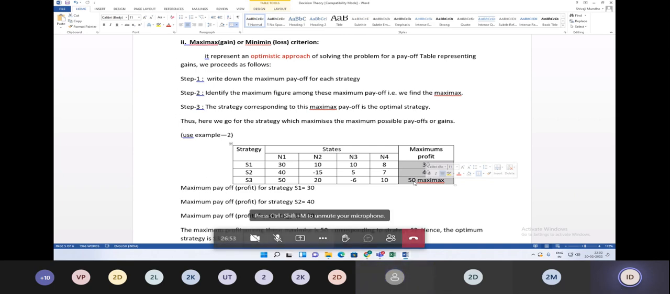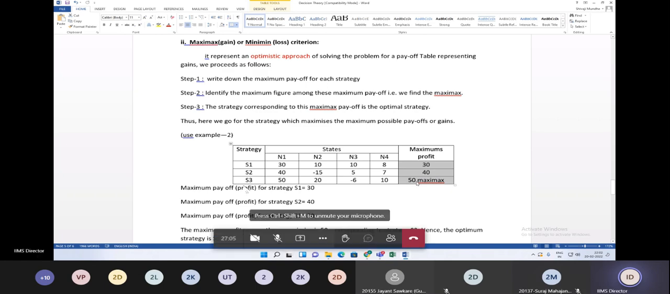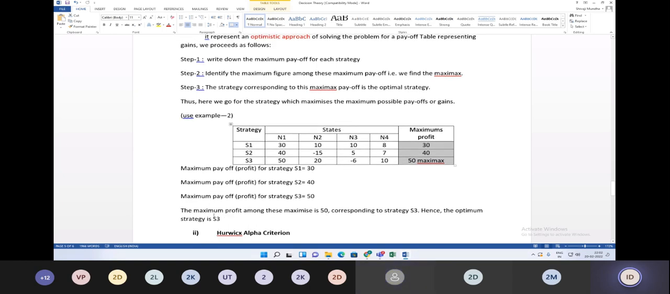All are getting or not? Yes, sir. In the earlier case, the S1 strategy decision was taken, but here in this case it is a different answer. The maximum payoff for strategy S1 is 30, for S2 is 40, and for S3 is 50. The maximum profit among these maximums is 50 and it corresponds to strategy S3. Hence, the optimal strategy will be S3. All agree or not?